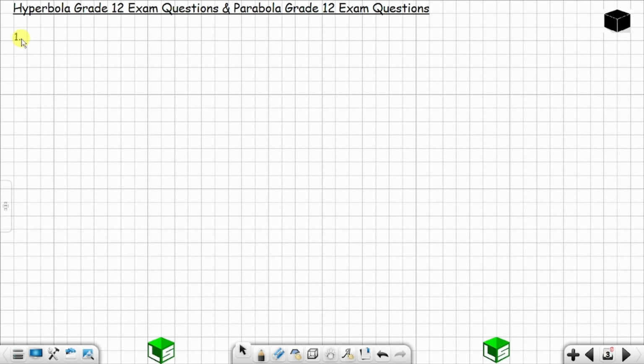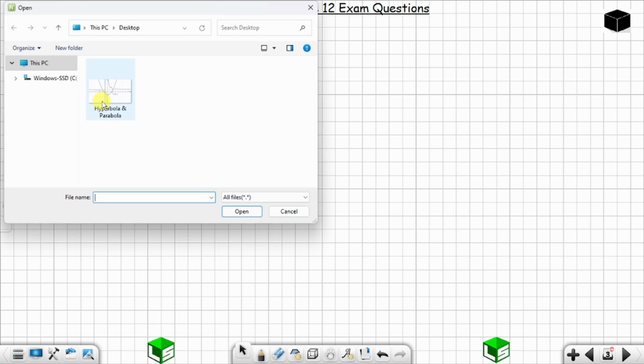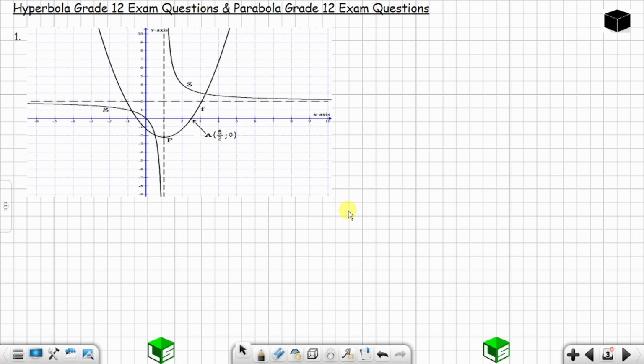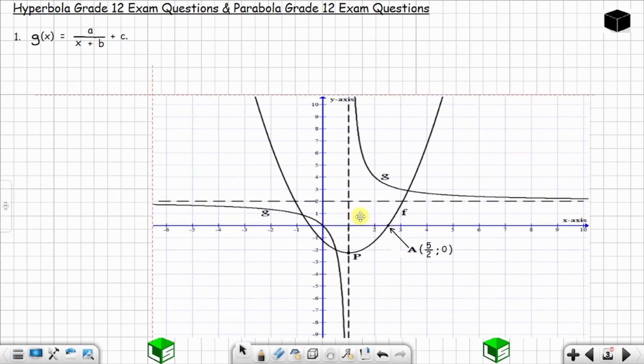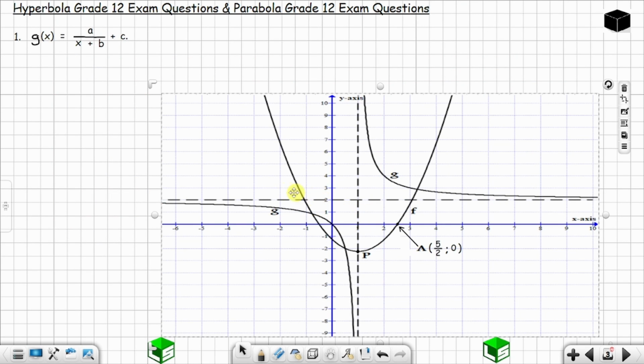Question 1. The question is determine the equation of g. You are given g of x is equal to a over x plus b plus c. You have to determine the equation of g, so you have to determine the values of a, b, and c. Let's get the graphs that you are given. We are going to solve for the values of a, b, and c so that we can get the equation of g.